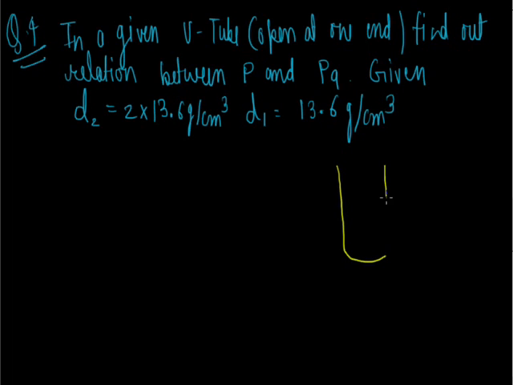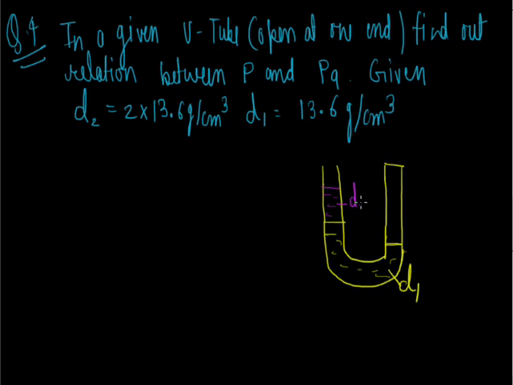The given figure is a U-shaped tube open at one end. Here a liquid of density D1, whose value is given in the question, is filled, and another liquid of density D2 is filled to 25 centimeter height, while this length is given as 26 centimeter, and at this point the pressure is P. Now we have to find the relation between P and PA, where PA is the atmospheric pressure which acts on this open side.